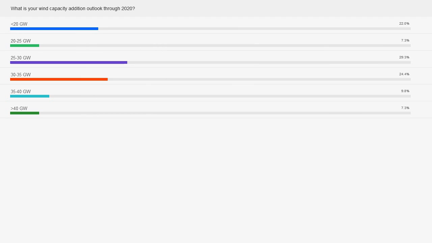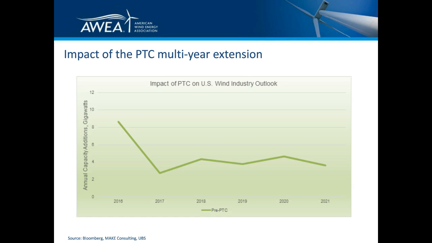All right, flash these up on the screen so everybody can furiously write down what everybody else is thinking. Seems like there's a convergence around the 25 to 35 gigawatt mark. Very interesting. Some of you are very bullish with more than 40 gigawatts. All right, so what was the actual impact of the PTC?